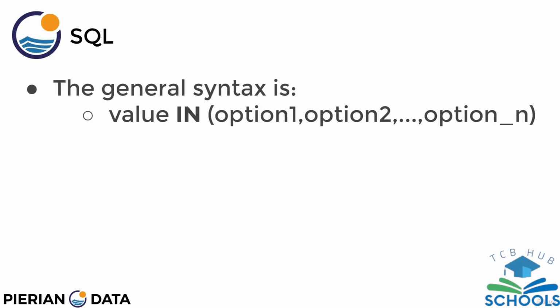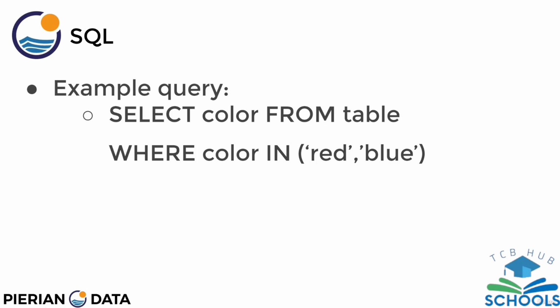So the general syntax would be something like this: value IN, and then a bunch of options. So, for example, an example query could be select the color column from table where color in red, blue. So note here that the options are in this little list in parentheses, and then we use the IN operator to basically specify that we're checking for the color condition that happens to be either red or blue. So these are a bunch of OR statements. So anything red and anything blue will be returned to us.